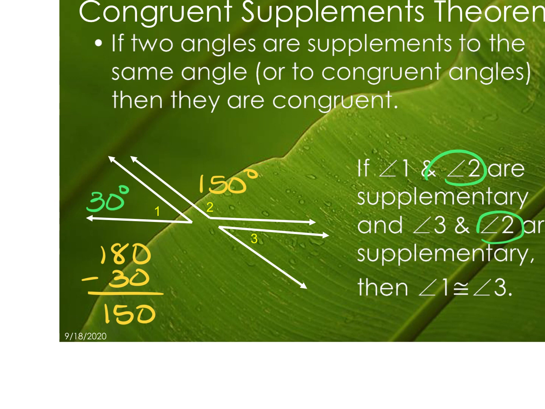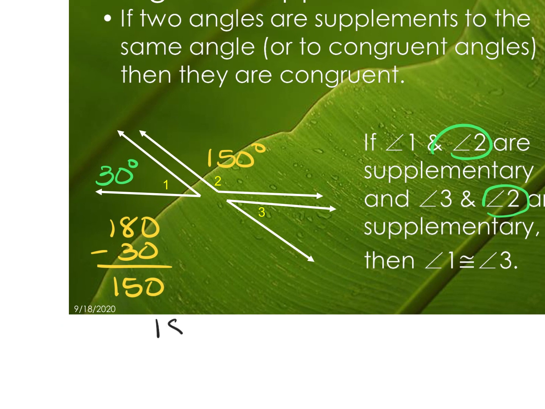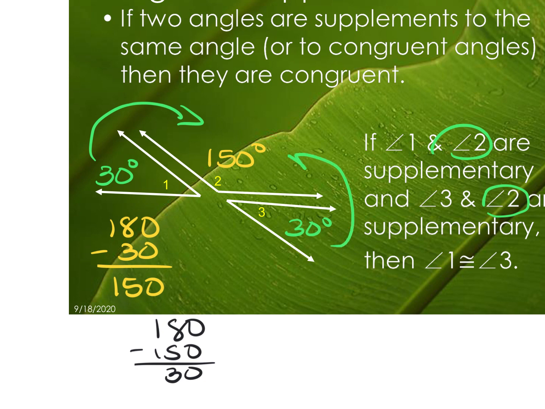Now, since 2 and 3 are also supplementary, if 2 is 150, then to get the measure of angle 3, all I have to do is 180 minus 150, and then angle 3 is going to be 30 degrees, which is the same as angle 1. So notice the theorem stated that if they're both supplements to the same angle, they're both supplements to 2, then that makes 1 and 3 congruent.